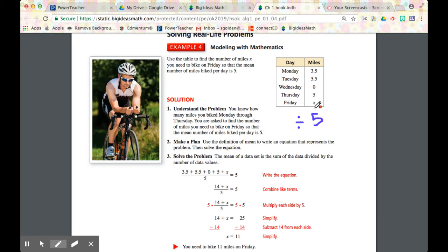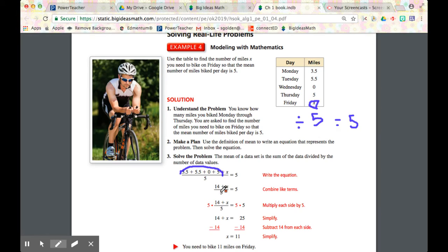So we've got to figure out how many miles they need to bike Friday so that the average will equal 5. From that, we know if we were to add all of these up and then divide by 5, it should equal 5. So that's how we're going to set this problem up. And down here, that's what they've done. They show adding them all up. We don't know X, but it's still being added. Divided by 5 equals 5. So we can combine these numbers that we do know. When we add those, we get 14. So we have 14 plus X over 5 equals 5.